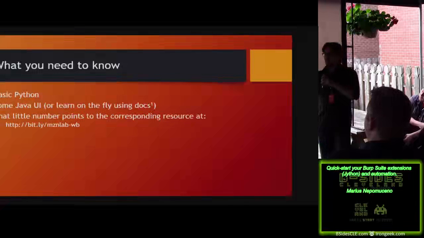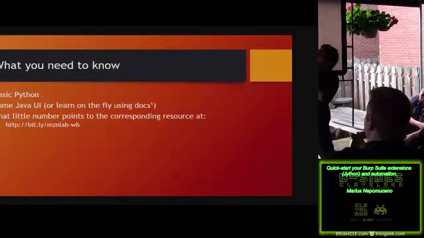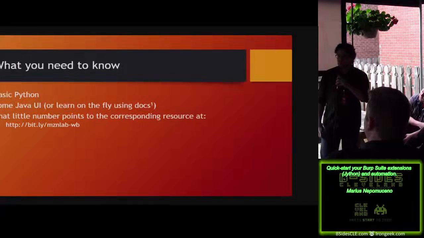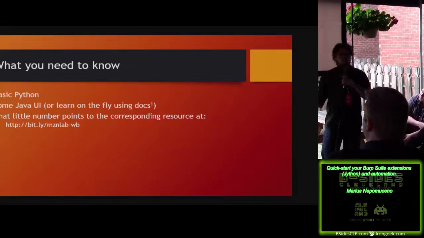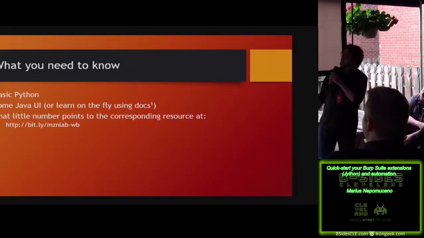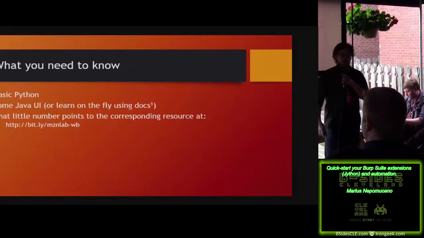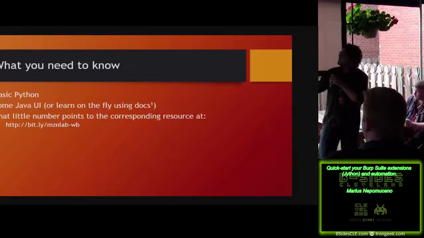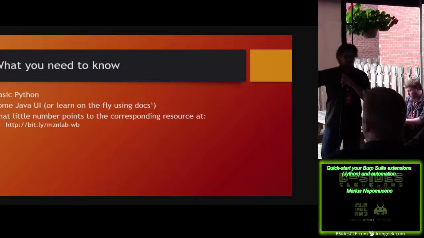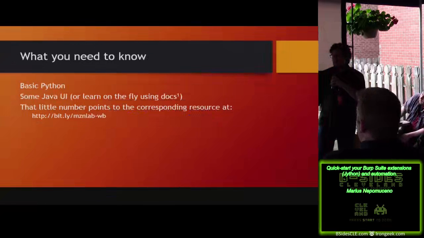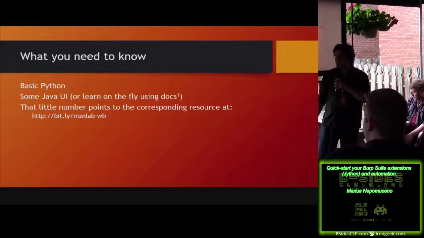And this little number that you can see, hopefully, appended to some items throughout the presentation, points to a corresponding resource at that link. It's a bit.ly link, bit.ly/mznlab-wb for wielding burp. So I have a numeric list at that link. Number 1 here is the link to the Java docs. We'll have more resources coming up.